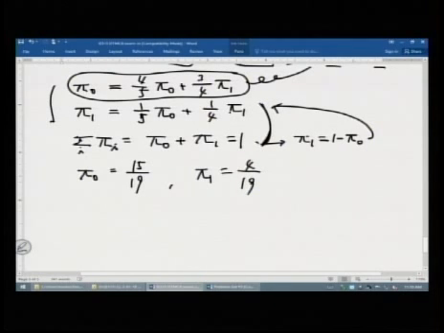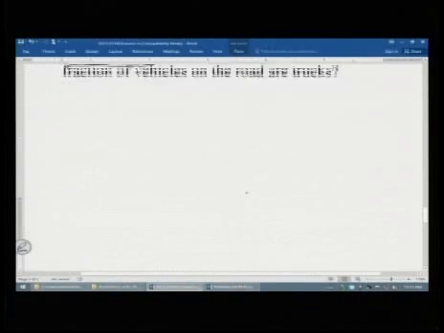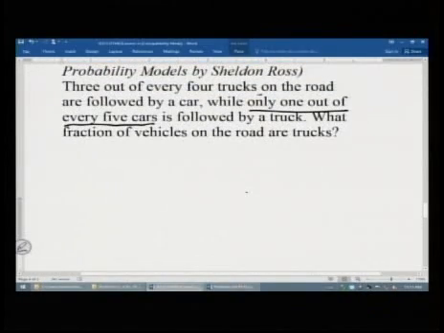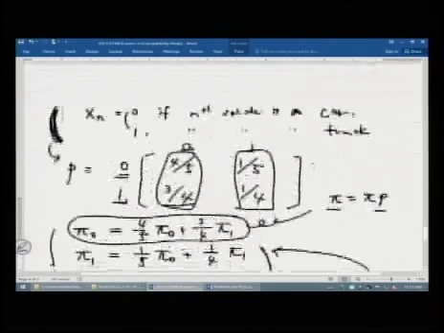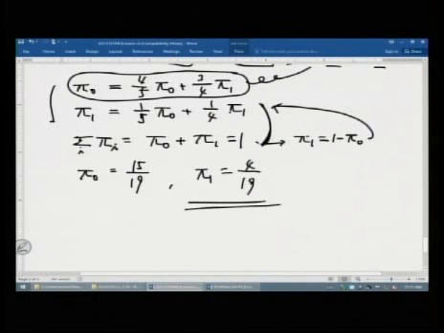Okay, good. So how do you answer this question? What was the question? Okay. What fraction of vehicles on the road are trucks? Pi 1. So the answer is pi 1, right? So I answer 4 out of every 19 vehicles is a truck. Okay? That is our answer for this question. Easy, right?